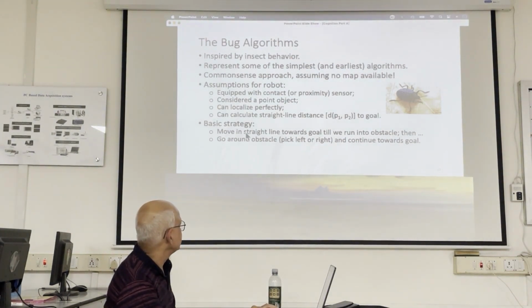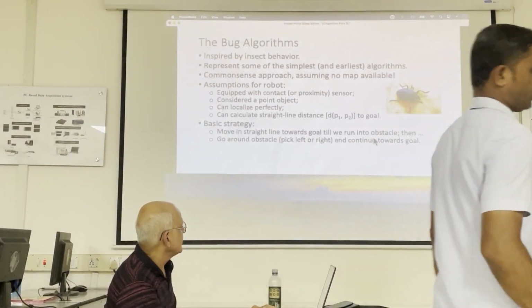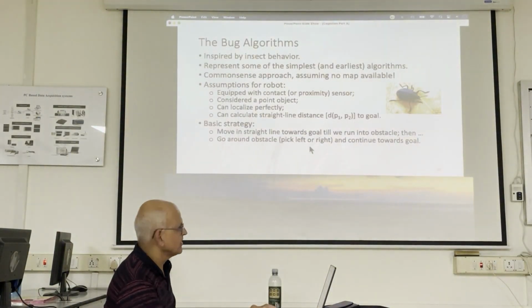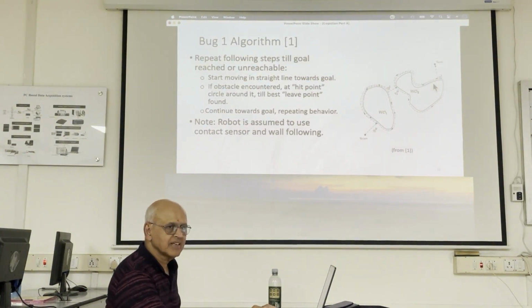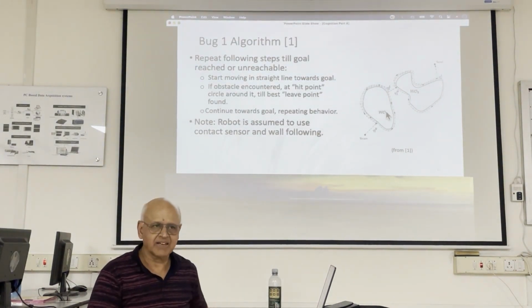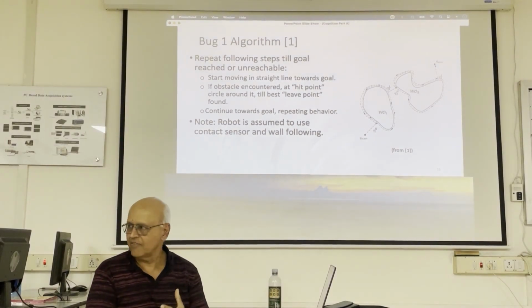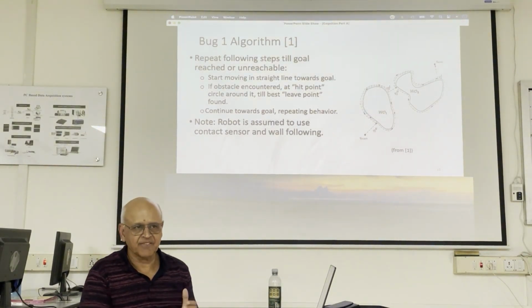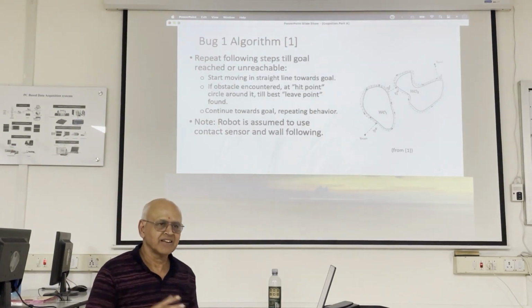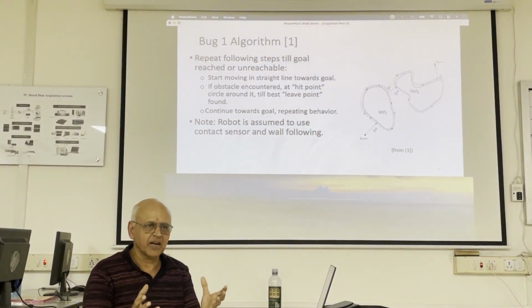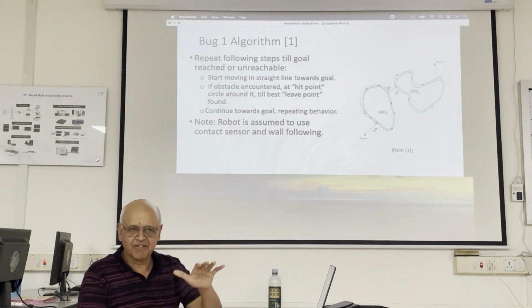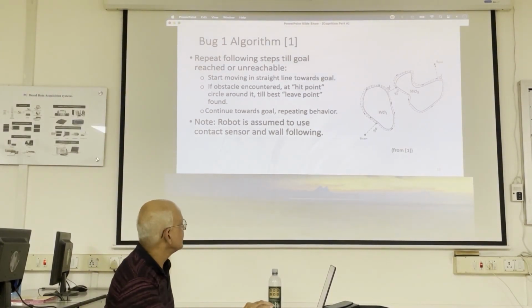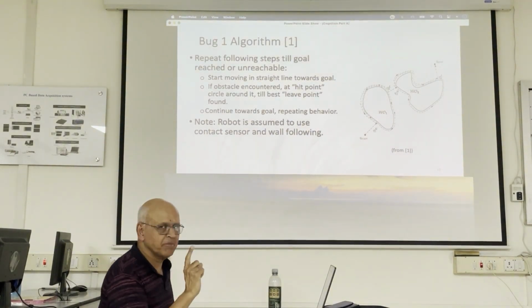Okay, so the basic strategy is move in straight line towards goal till we run into obstacle. Then we go around the obstacle, you can pick left or right, it's random, and continue towards goal. So we do assume that we have the map. This is not a case where the map is being discovered as you move. In the real world, most of the time the map is being discovered as you move, right? When you go around a corner, for the first time you see it there. You see the new part of the environment and you put it on your local map. Here you assume that the whole map is known. So, listen carefully because bug 1 is different from bug 2.